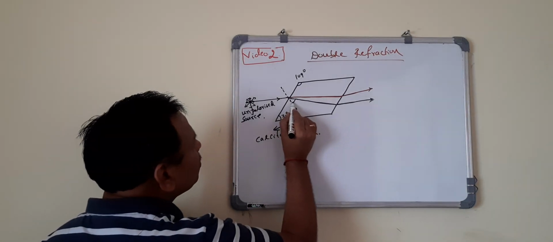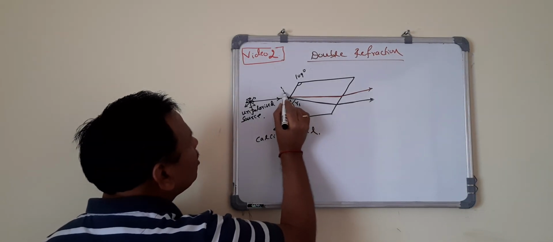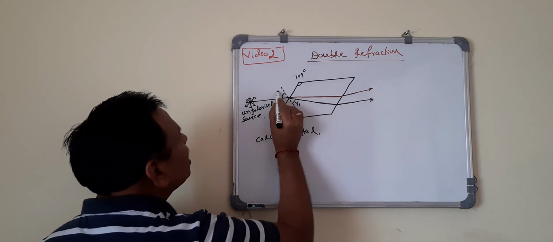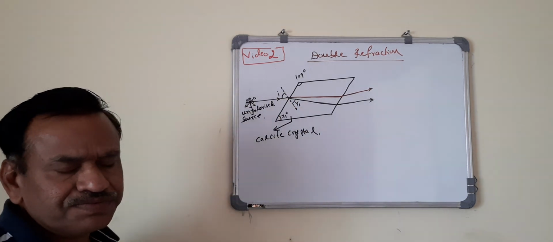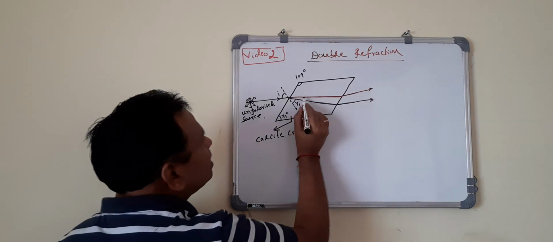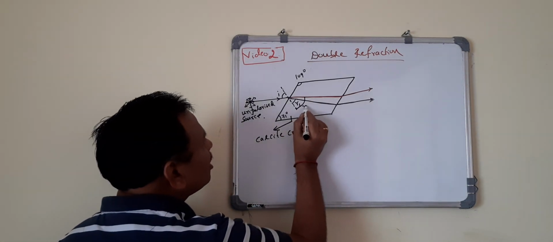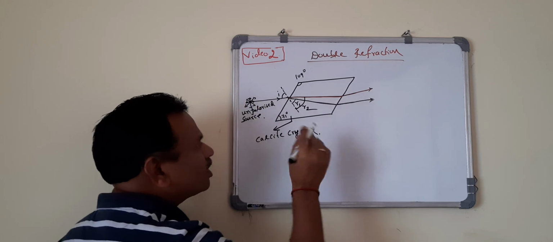This angle is smaller, certainly, it is R1. This is the angle of incidence. And this angle is R2. I'll tell you why R2 is more next.